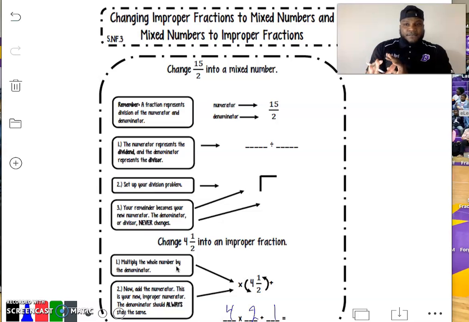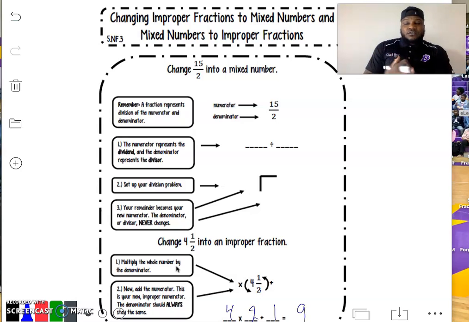All right, now let me slow down for a little bit. I took my whole number and multiplied it by the denominator. So I did 4 times 2. And then you add the numerator, which is 1. So 4 times 2 is 8. 8 plus 1 is 9.